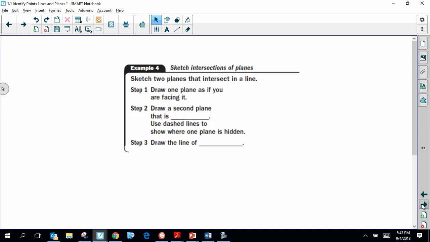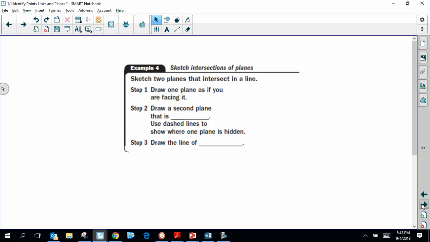So here, we're trying to draw two planes intersecting. Now, again, two planes should intersect at a line. Imagine if you take a piece of paper and you fold it in half and crease it. Well, that crease is the line where the two planes would intersect each other. And this one's not the easiest thing in the world to do.